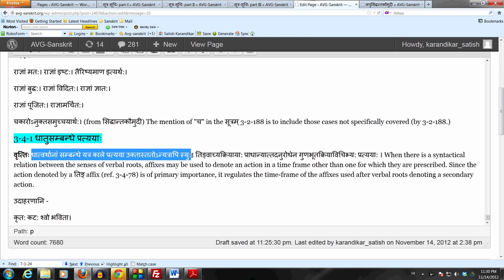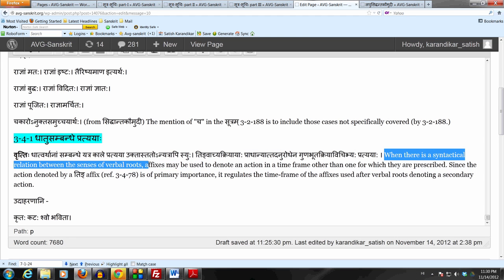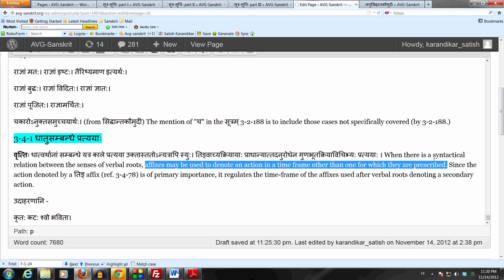Okay, so in this sutram, this dhatu stands for dhatvartha, the meaning expressed by the verbal root. So dhatvarthanam sambandhe, in connection with a meaning expressed by a verbal root, yatra kale pratyayaha uktaha, affixes which have been prescribed in a certain tense, past, present or future, tataha anyatrapi syuh, may be used in a different tense also. If an affix is prescribed in the past, it may be used to convey an action in the future. If an affix is prescribed to be used in the present, it may be used to denote an action in the past, and so on.